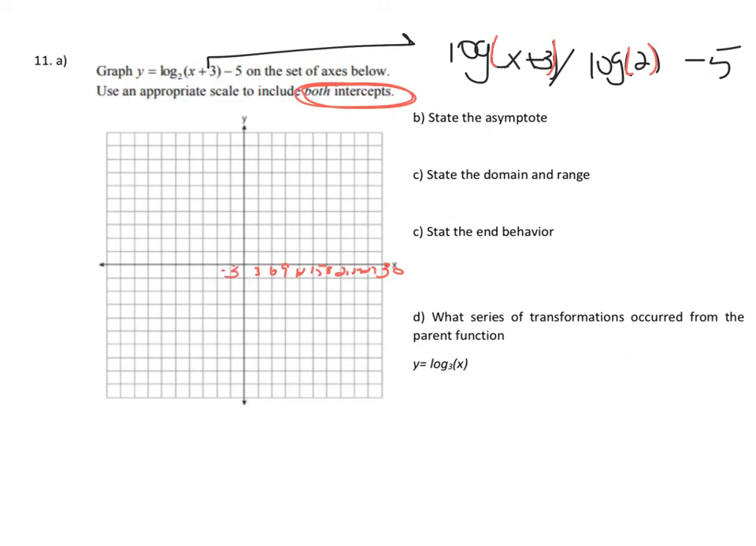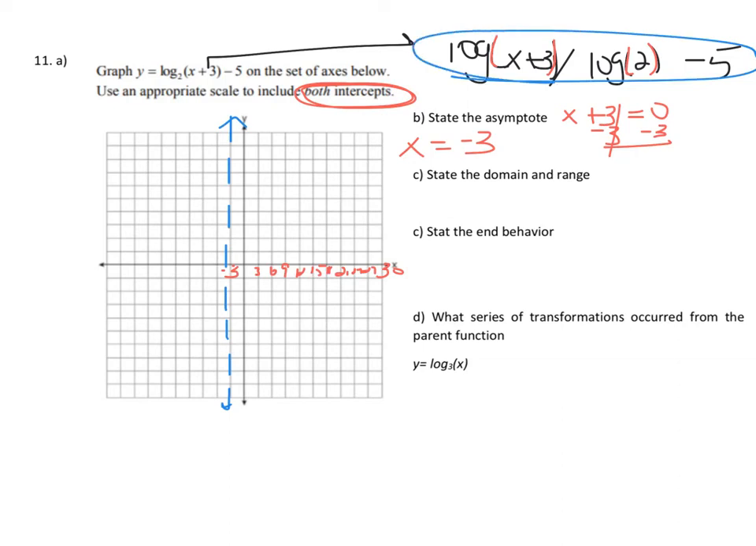Now -3 is actually really important because that's your asymptote. To find your asymptote, set the inside equal to 0 and then solve. When you do that, you get x equals -3 is the asymptote. You don't have to draw the asymptote, but it's nice to draw it because you get the boundary. Putting the whole equation into your calculator will get you points.